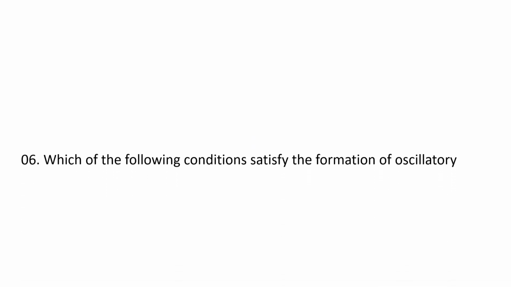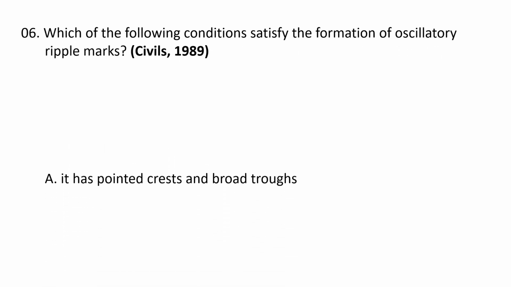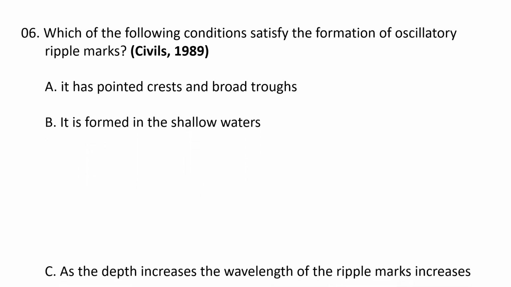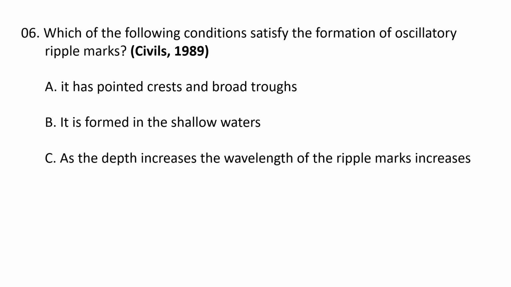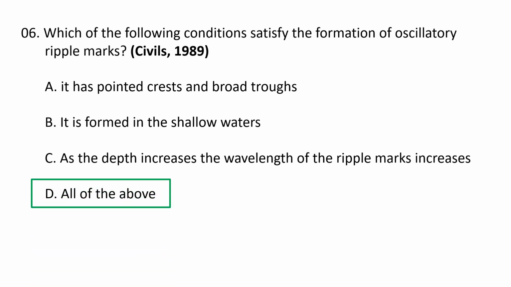Next question. Which of the following conditions satisfy the formation of oscillatory ripple marks? The choices are A. It has pointed crests and broad troughs. B. It is formed in shallow waters. C. As the depth increases, the wavelength of the ripple marks increases. D. All of the above. The conditions which satisfy the formation of oscillatory ripple marks are all of the above: it has pointed crests and broad troughs, it is formed in shallow waters, and as the depth increases, the wavelength of the ripple marks increases. All these three choices are correct. Hence, D is the correct answer.